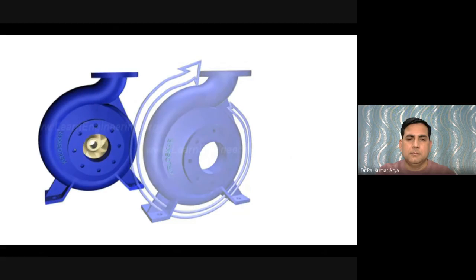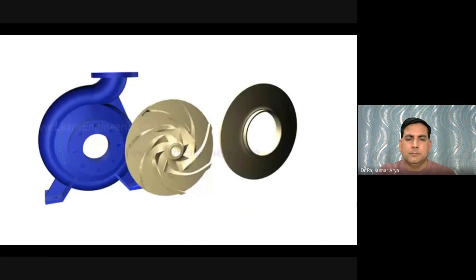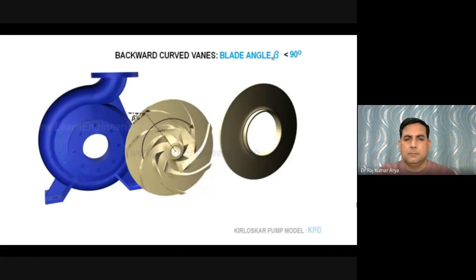Here you can see more details of vanes inside the impeller. They are backward curved vanes with a state-of-the-art eye configuration. This vane is extracted from a Kirloskar pump model.